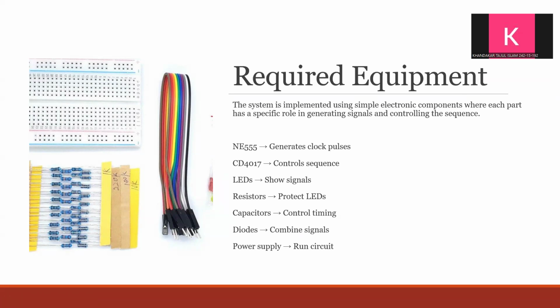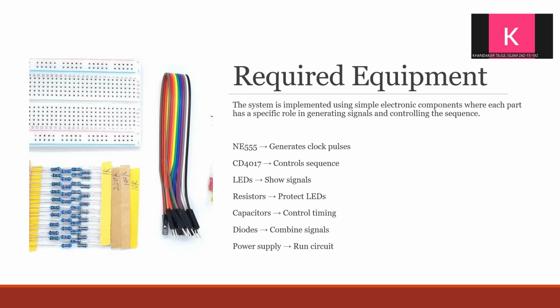This system is implemented using simple electronic components where each part has a specific role in generating signals and controlling the sequence. Here, the 555 timer acts as our clock generator, producing steady pulses that define the timing of the entire circuit. The CD4017 decade counter receives those pulses and moves through its sequence by activating its outputs one by one. LEDs are the visual indicators used to simulate the traffic signals for the roads.